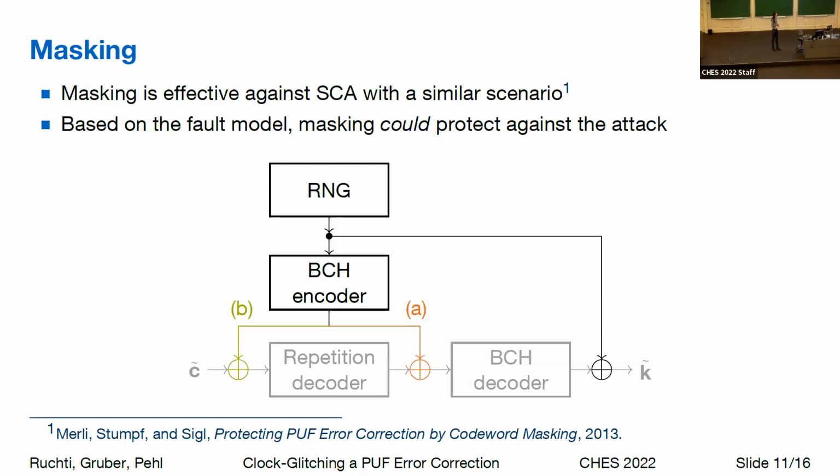For our purposes, we tried 2 different implementations. First is we only mask the input of the BCH decoder. And second, we also include the repetition decoder here. That is a slight difference because we need to mask all inputs of the repetition decoder. So A is slightly less overhead.